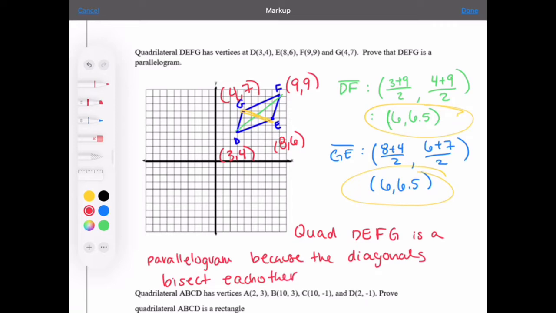Okay, remember that you can't just write this and you can't just show your work. You have to show your work, prove that it works out mathematically, and then write a statement of what that math means. So yes, here we proved that it works out mathematically right here. And then we said this math shows us that the diagonals bisect each other, therefore this quadrilateral is a parallelogram. Okay?